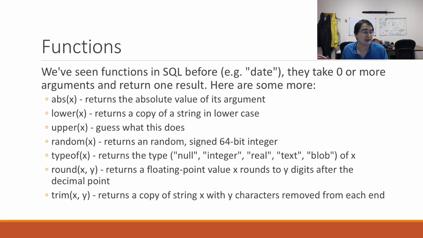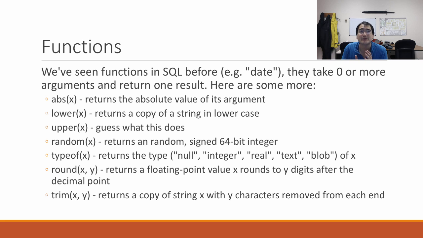and it takes some column and it returns the absolute value of its argument. Or lower takes a string and returns a copy of it in lowercase, or upper returns it in uppercase, or random returns a random signed 64-bit integer, and typeof tells you the type of the thing that you passed in. Or round, which takes 2 arguments here, returns a floating point value rounded to so many digits after the decimal point. Or trim takes in a string and removes so many characters from each end. All of these are nice functions in SQL.